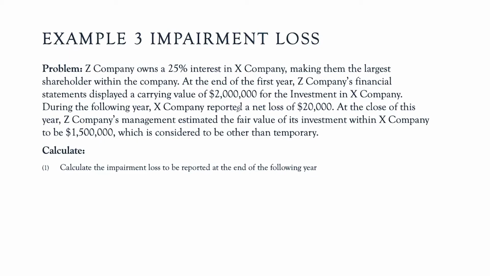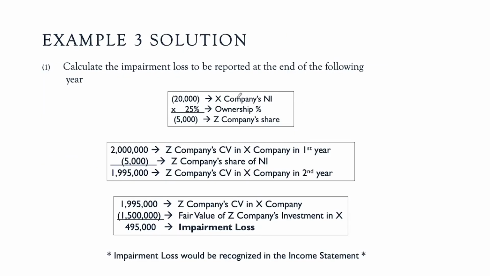loss. So if we take our carrying value at the end of the year and then recognize X company's net loss of $20,000, again, we're going to have to find Z company's 25% interest within that net loss. So taking a look at our solution here, X company's net income, which is a $20,000 loss, multiply that by the ownership interest within X company, which is 25%. Z company's share of that would be $5,000.